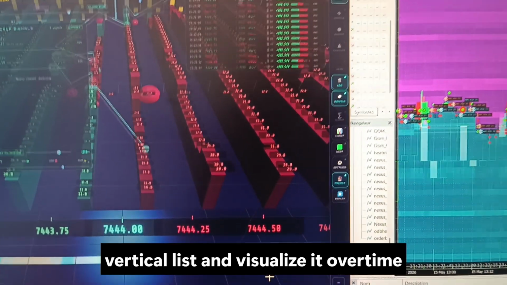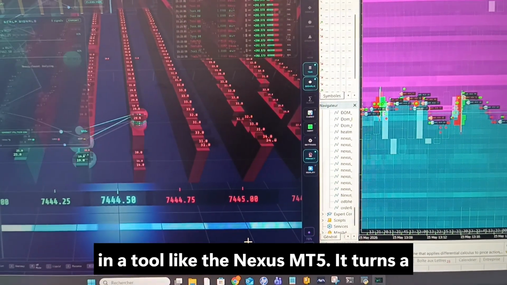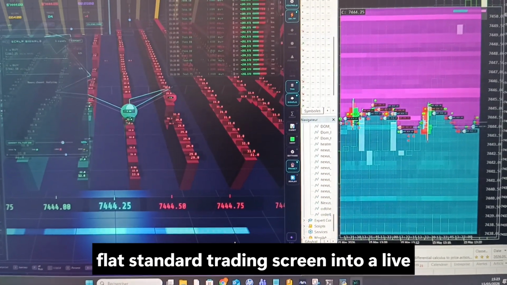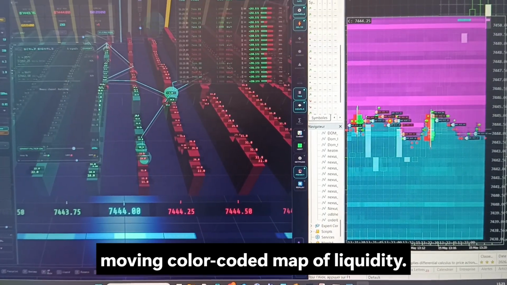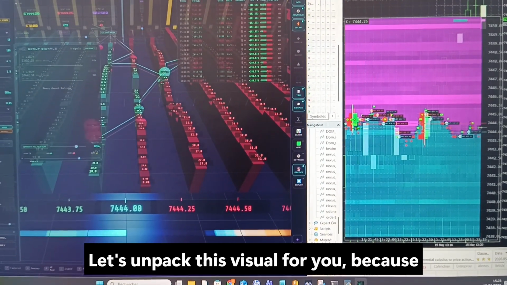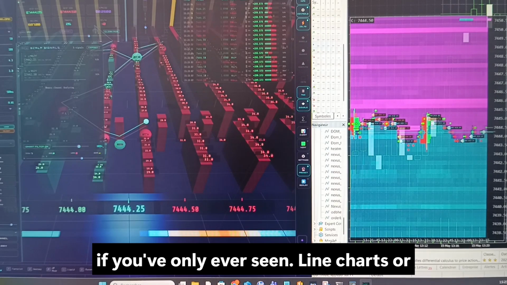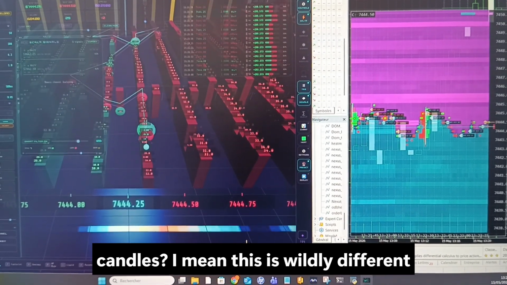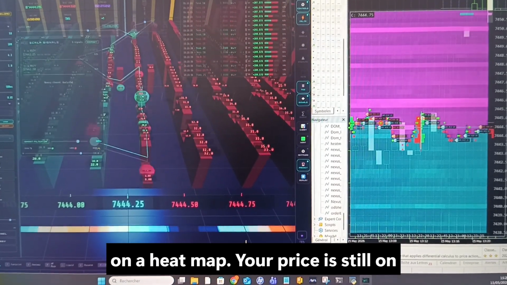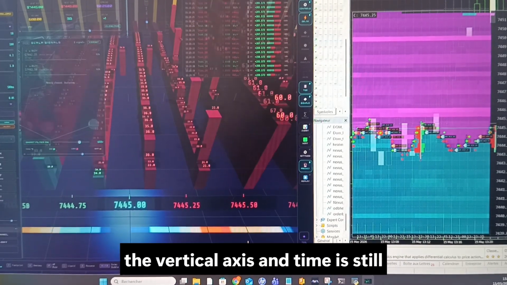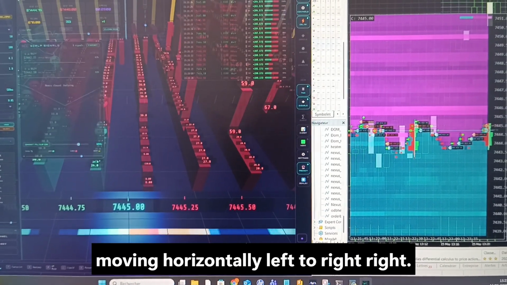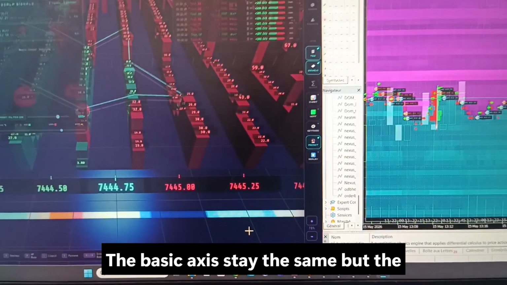Okay. In a tool like the NEXUS MT5, it turns a flat standard trading screen into a live, moving, color-coded map of liquidity. Let's unpack this visual for you, because if you've only ever seen line charts or candles, this is wildly different. On a heat map, your price is still on the vertical axis, and time is still moving horizontally left to right. Right, the basic axes stay the same.